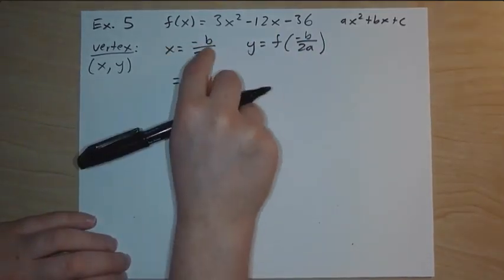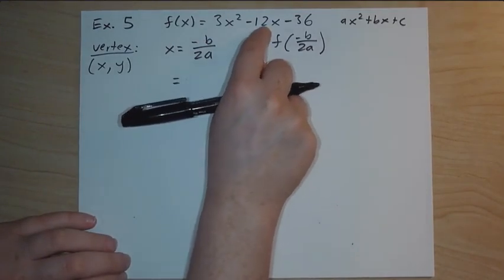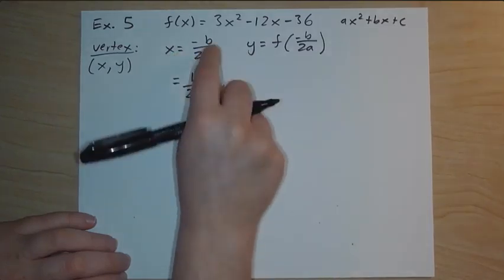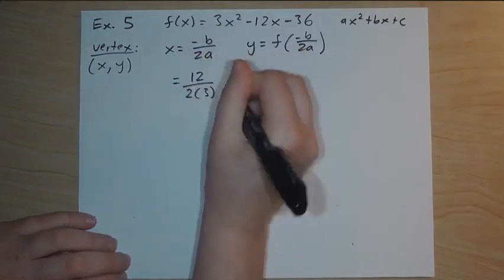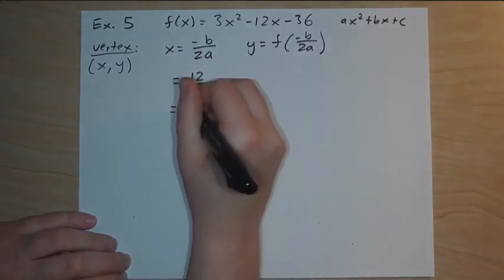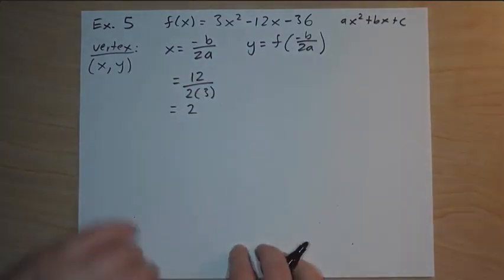So plugging in, we have negative of negative 12. That's going to give us positive 12, divided by 2 times a, which is 3. 2 times 3 is 6. 12 divided by 6 is 2. So this simplifies to 2.